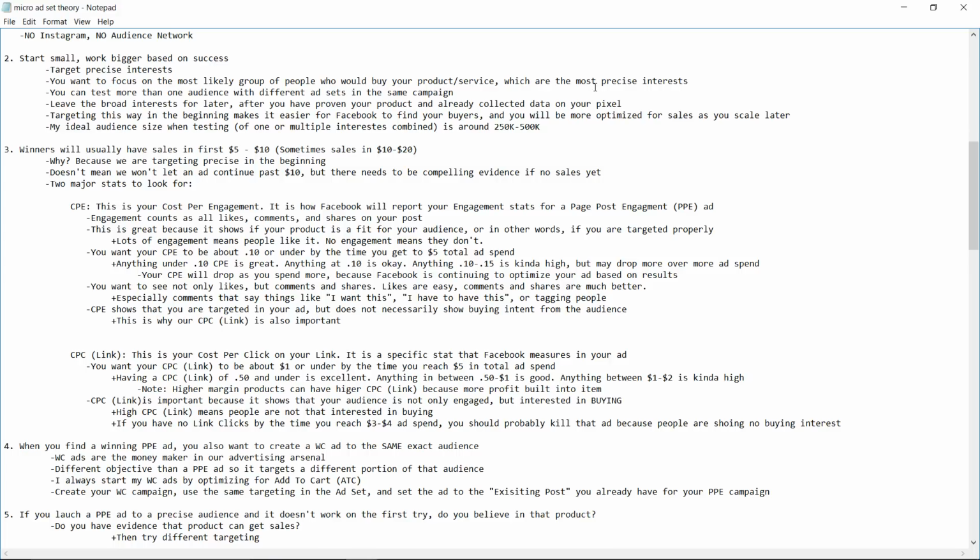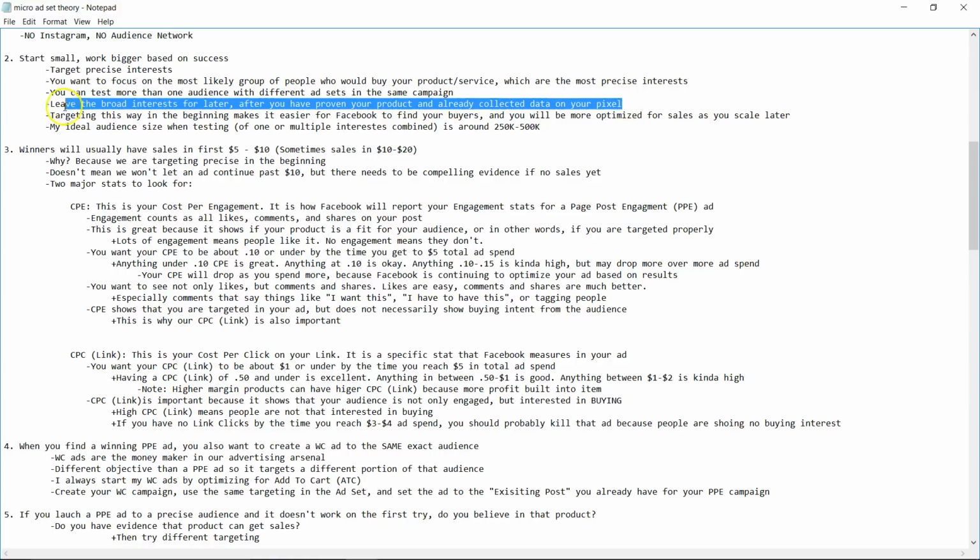So each group is its own thing, and that way you can test and see which audience performs the best, right? That's called split testing. And you can do that all within the same campaign. You don't have to create a new campaign each time. So all that data leads back to the same ad, and you are able to narrow in on which audience is doing the best for you, okay?